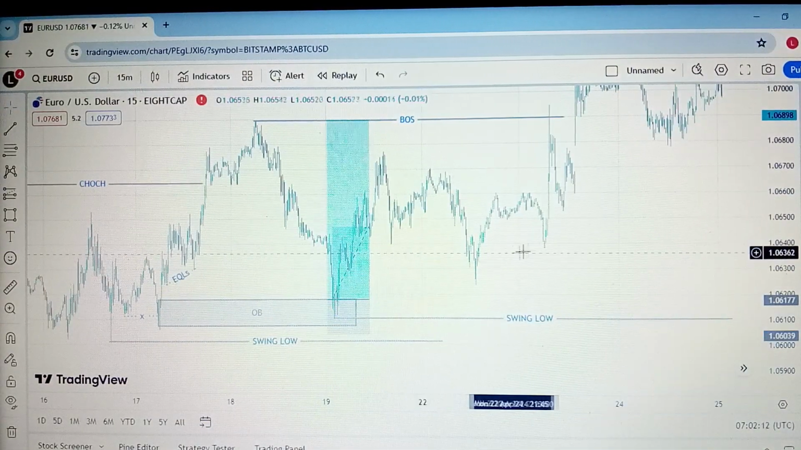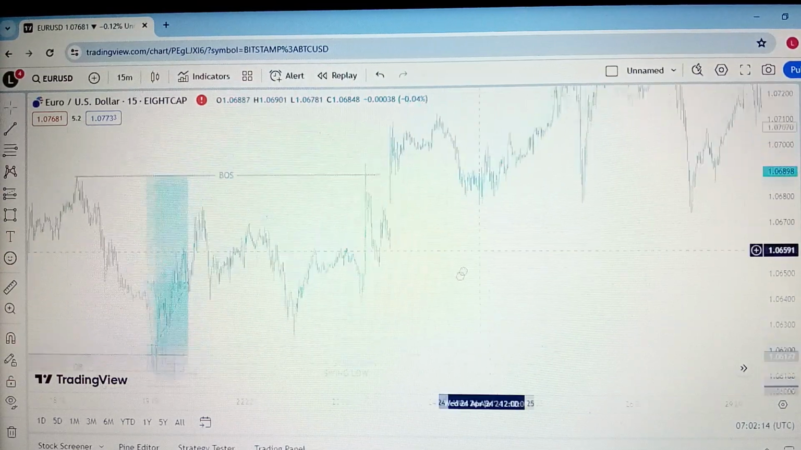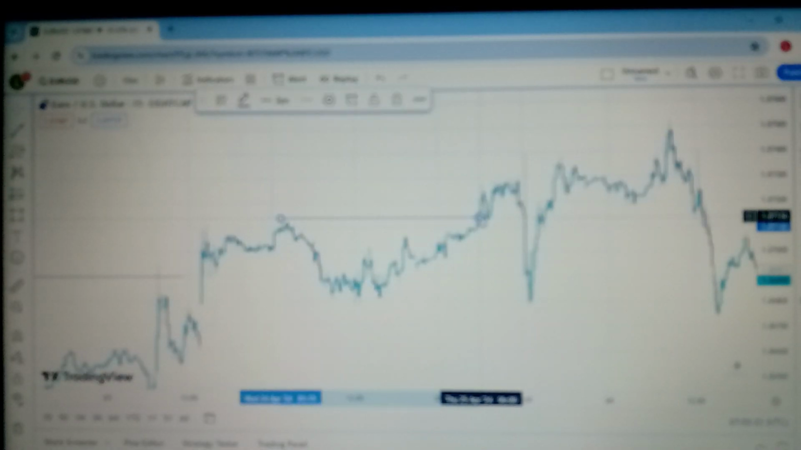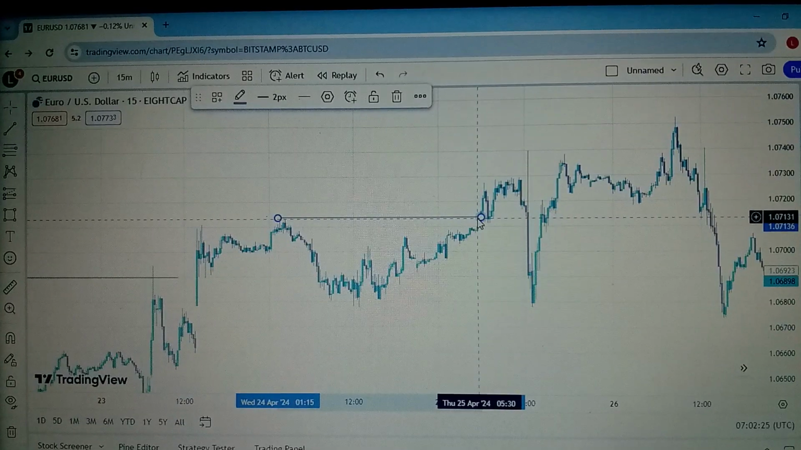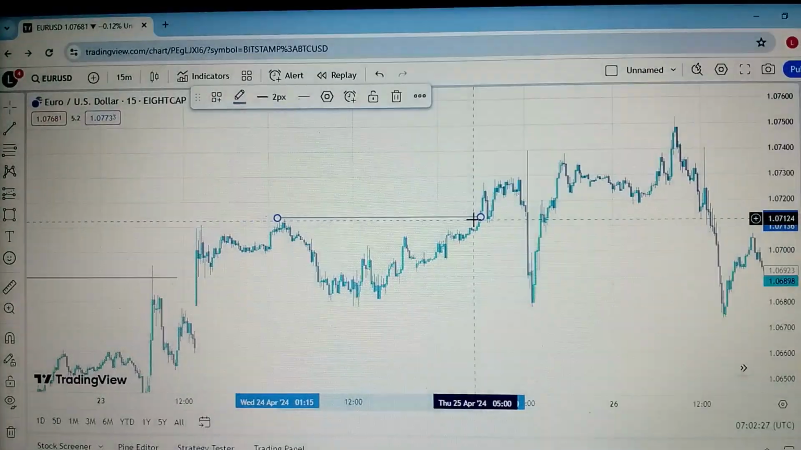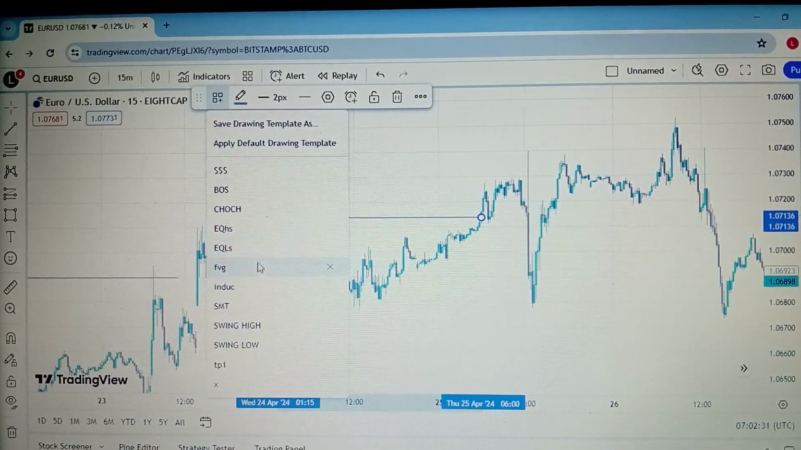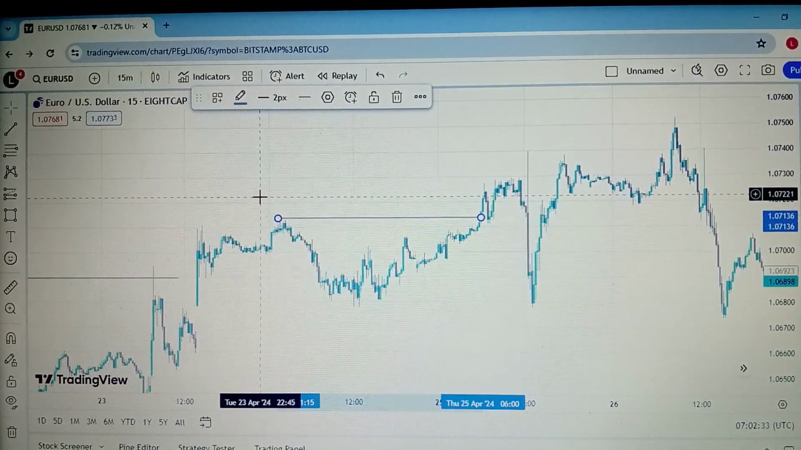I'm trading from this swing low to this swing high, right? This swing high. But the price broke structure. So a break of structure, yeah.